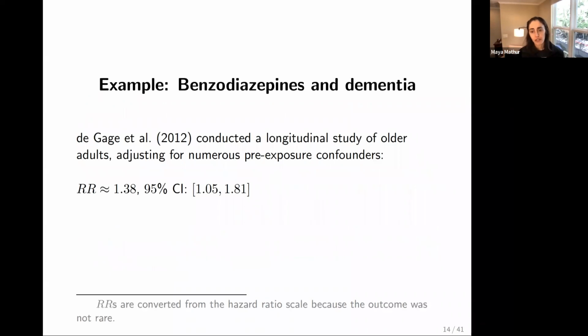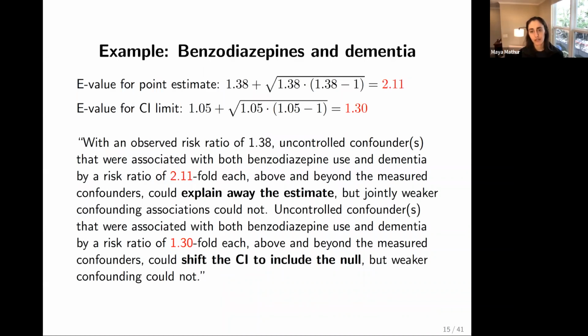So one large longitudinal study on the question of benzodiazepine effects on dementia looked at about 1,000 older adults and adjusted pretty scrupulously for a lot of pre-exposure confounders. And they got a risk ratio of about 1.38, so sort of a moderate increase in dementia incidence with long-term benzodiazepine use, with a confidence interval from 1.05 to 1.81. Okay, so how robust is this to potential uncontrolled confounding? So let's see what the e-values would tell us.